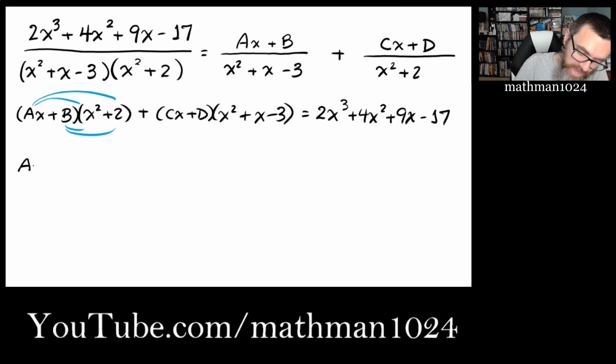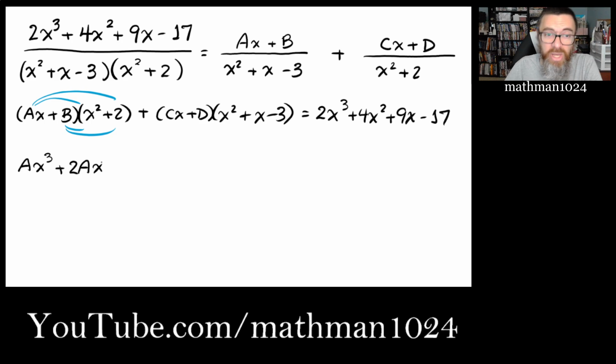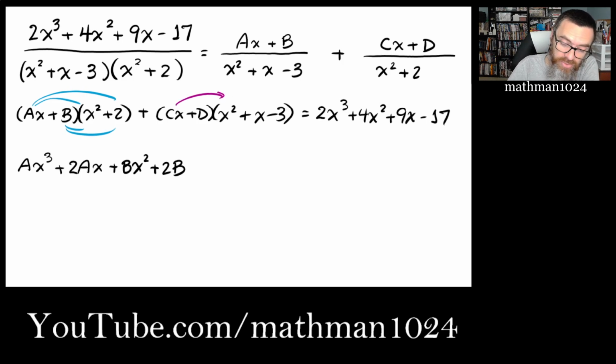So we end up with ax to the third plus 2ax. Now distribute the b. So plus bx squared plus 2b. Okay, hopefully that's okay right now, because we're going to do the same thing with this other one. We're going to take cx and distribute that guy. So when I distribute the cx, you know what? I'm actually going to color this one.